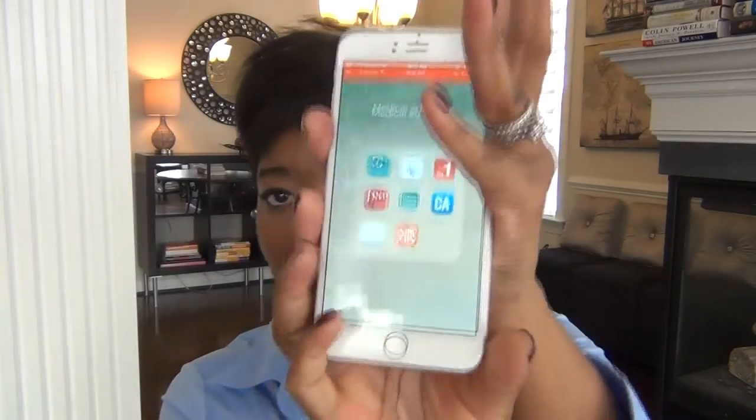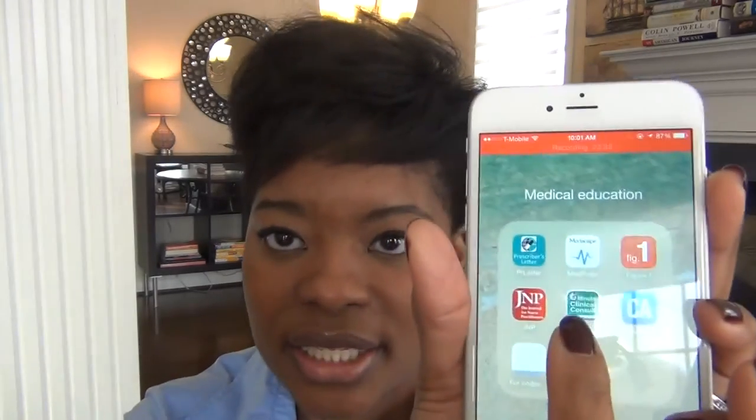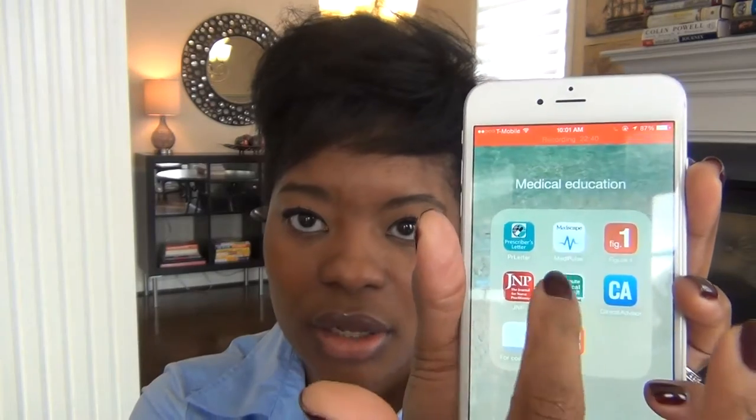I know mine. I even made this little list of my weaknesses and I try to take time out to read up on them. So, the rest of the apps on my phone. Before we talk about the journal apps, really quick, the last one is 5-minute clinical consult.